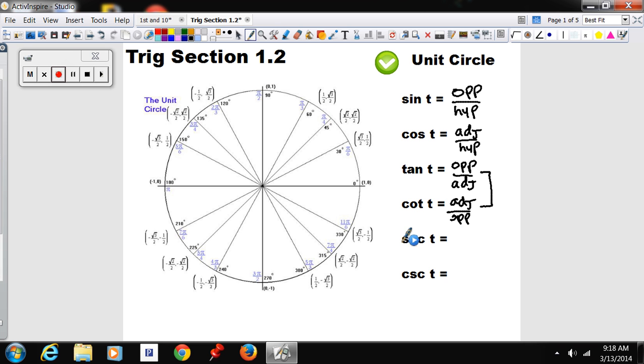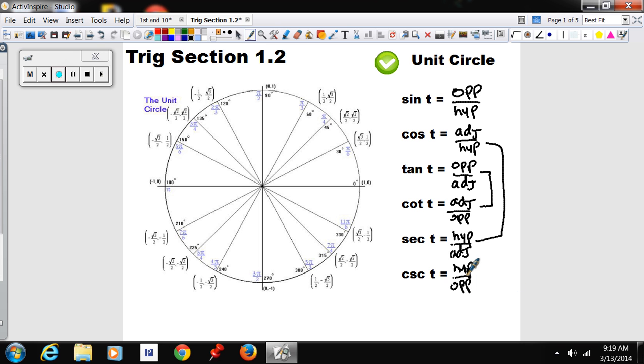Secant is going to be connected to the cosine. So it's the reciprocal of cosine. If cosine is adjacent over hypotenuse, secant has to be hypotenuse over adjacent. So these two are reciprocals. That means that cosecant is going to match up with sine, and it's going to be the reciprocal of sine. So opposite over hypotenuse is going to switch around and be hypotenuse over opposite.